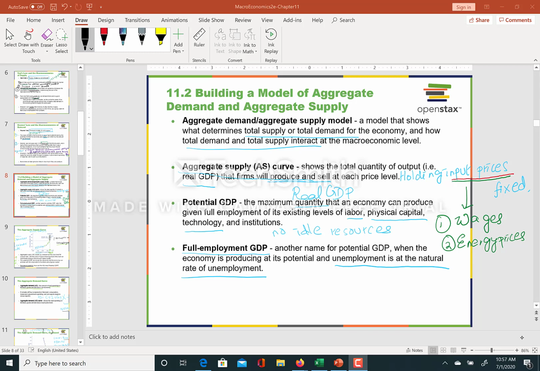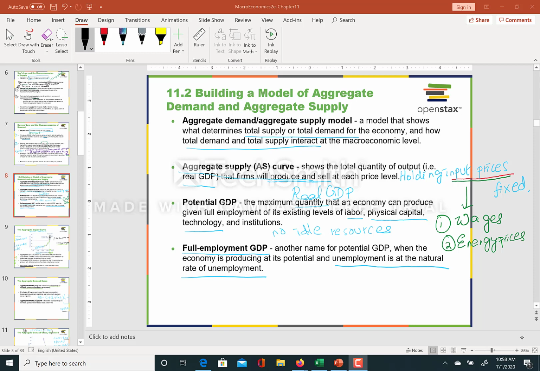Hey everyone, in this section we look at a model of aggregate demand and aggregate supply, and we are going to use this to explain the total demand and total supply in an economy. Aggregate supply shows the total quantity of output or real gross domestic product the firms will produce and sell at each price level, holding input prices constant. By input prices, we mean the price of labor, land, or any other natural resources.